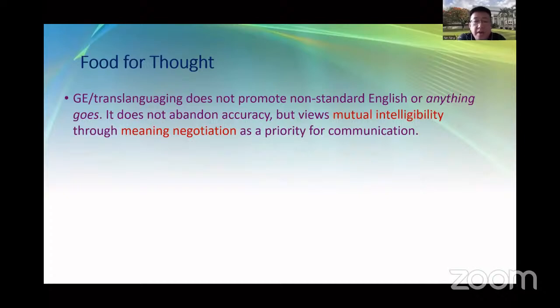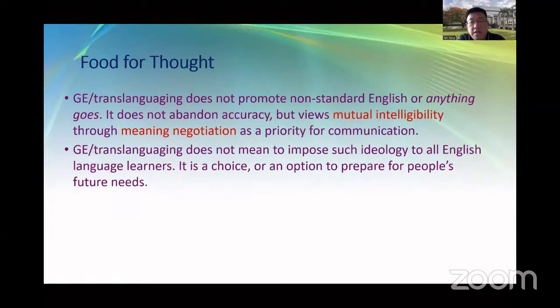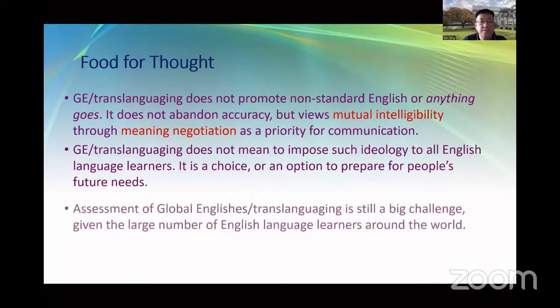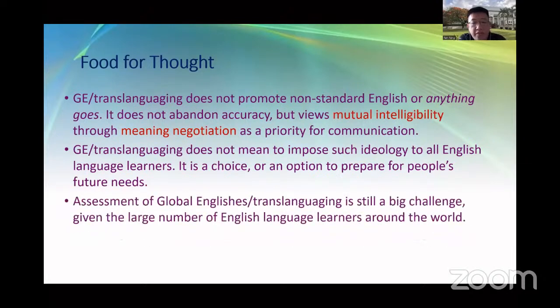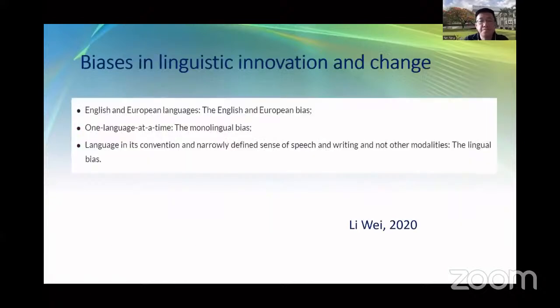Global Englishes and translanguaging view mutual intelligibility through meaning negotiation as a priority of communication. And again, it's not to be imposed, as I mentioned, right? So it's a choice, it's an option to prepare for people's future needs. Assessment with global Englishes and translanguaging is still a big challenge, given the large number of English language learners around the world. So again, those need to be contextualized.